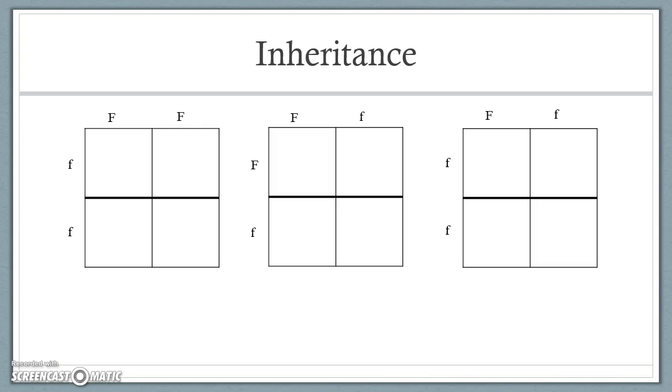The freckle gene is dominant and the non-freckle gene is recessive. So here are 3 scenarios. First, mom is homozygous dominant and dad is homozygous recessive. Second, both mom and dad are heterozygous. And in the third, mom is heterozygous and dad is homozygous recessive again. For both genotypes, homozygous dominant and heterozygous, the phenotype will express freckles.